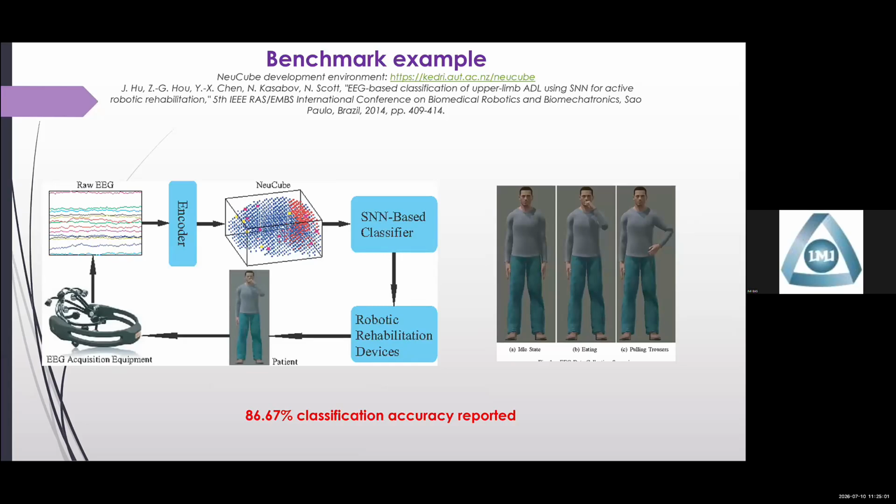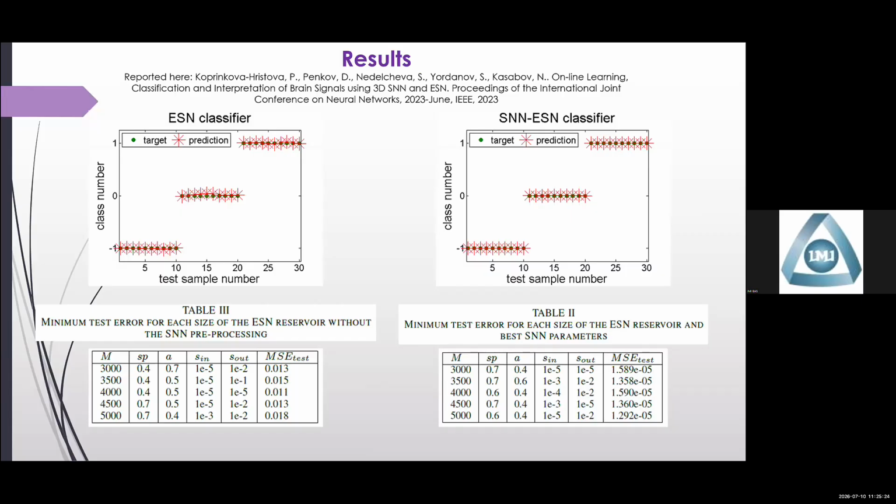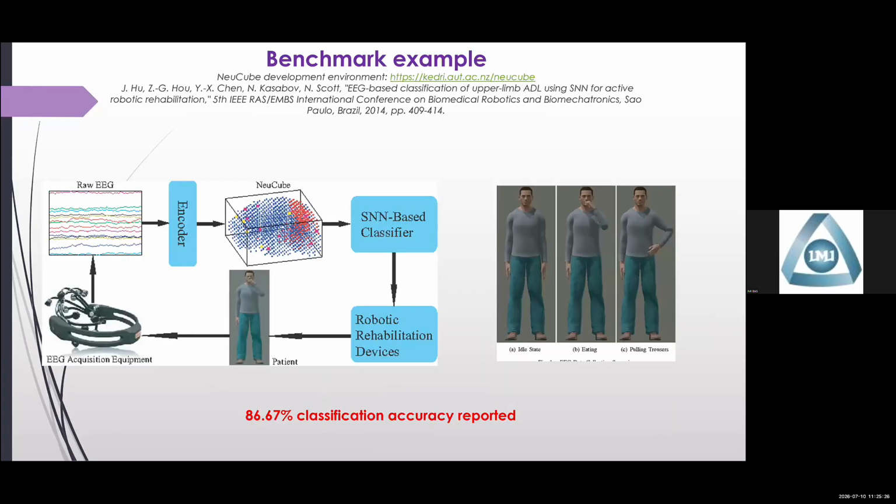This is from this paper. We have to classify three clusters, whether the person moves, stays idle, or is pulling something. So we use the data and compare our results with their results. You see, in this paper, they reported 86% classification accuracy for these three classes. And besides this, the recording is very short, 1 second, I think.